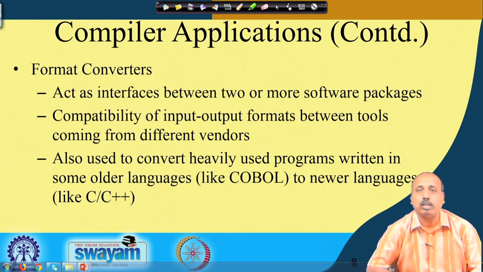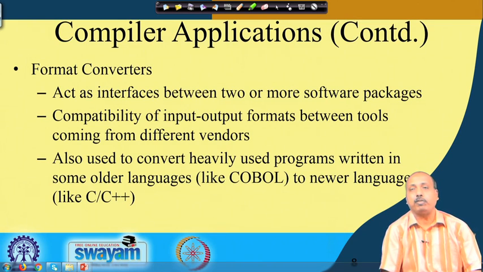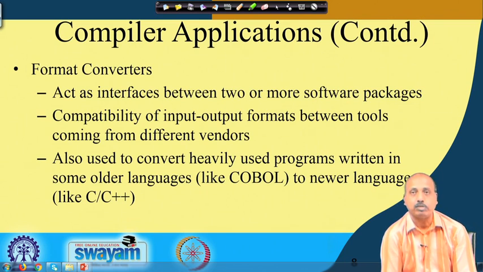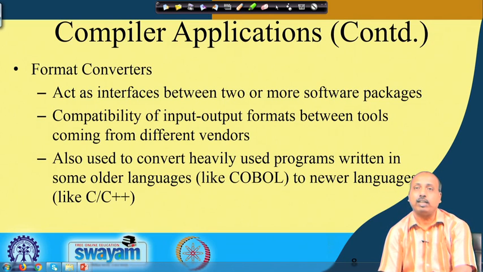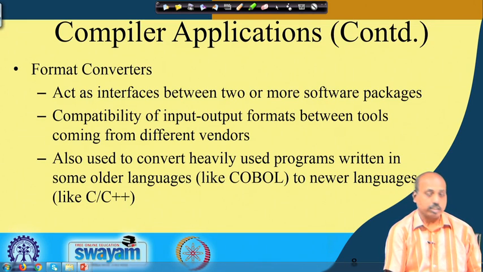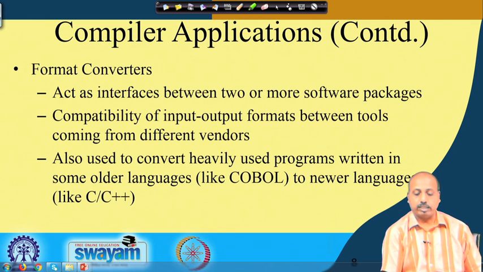But the point is that there are a large number of programs which were existing. This payroll software that we had was existing in some old language like COBOL. We do not want to make all those programs junk; rather, we try to have some converter, so that we can automatically generate the C, C++ programs from those old COBOL programs. So, we have programs written in older languages translated into newer languages. That is the role of a format converter. So, here also we have compilers in the picture.